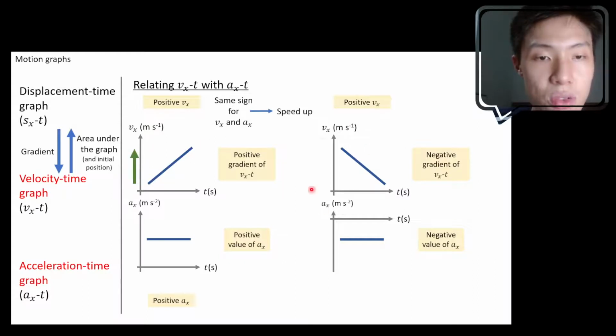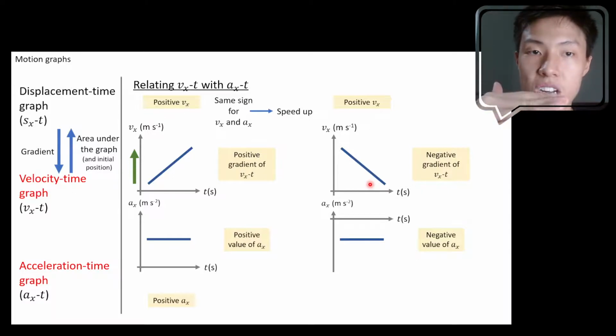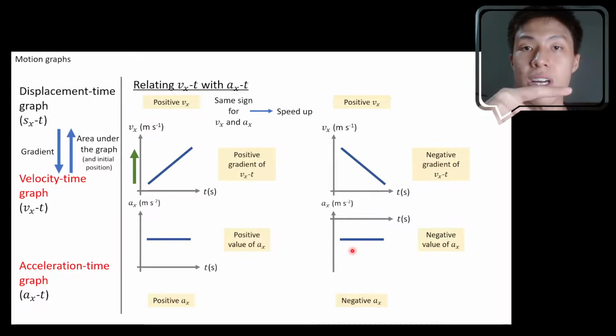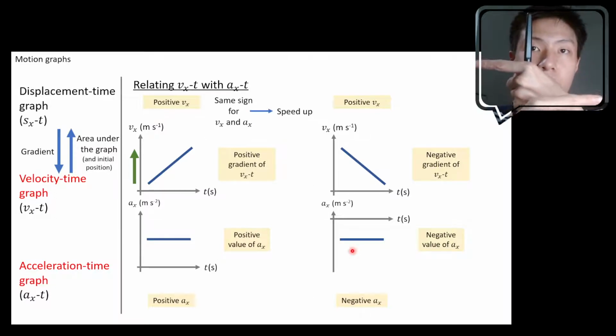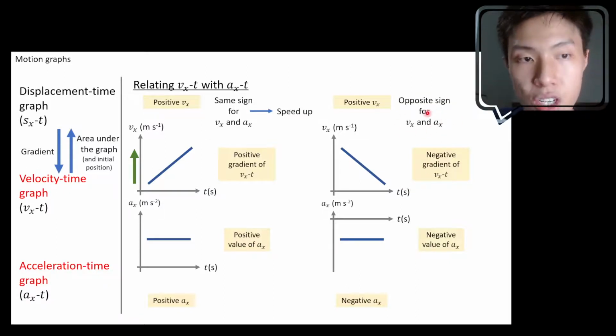Next, let's look at this graph. This graph here has a positive vx because it's above the time axis. The value of velocity that you get is positive, which means your velocity is pointing in the positive x direction, or I can say it is moving in the positive x direction. For your acceleration, you get a negative value here because it's below the time axis. So your acceleration is pointing in the negative x direction. Your velocity is in the positive x, your acceleration in the negative x. So these two are in opposite directions.